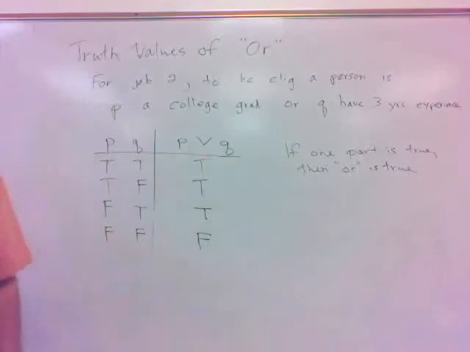Maybe not the best phraseology there, but that's basically what it is. Or to put it another way, what's the only way OR is false? The only way the OR statement is false is if both the parts are false. Okay, so there's different ways you can put it. So OR is not as restrictive, right? It's not as restrictive as the AND. For AND to be true, both of them have to be true. For OR, just one of them has to be true. Okay?